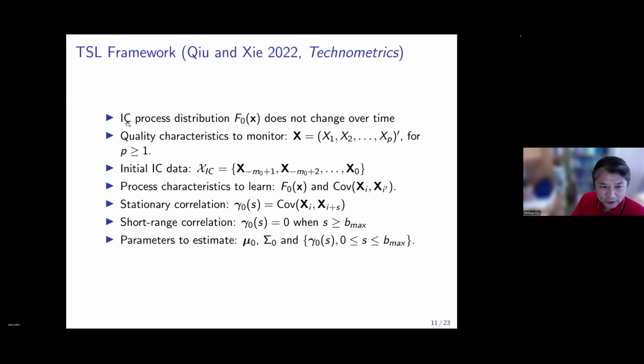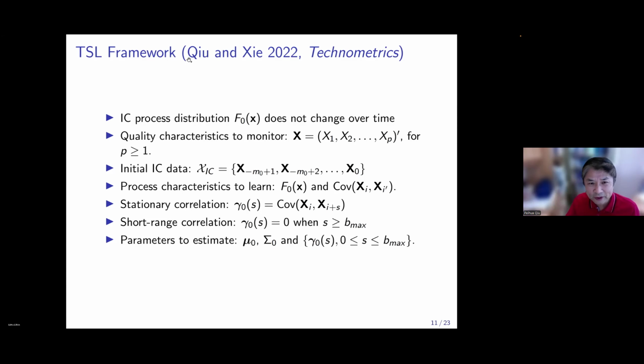So assume the in-control process distribution F0 does not change. In this specific paper, we are not handling a dynamic process. We are handling a regular process: the in-control distribution does not change over time. These are p-dimensional quality variables. And then we have initial in-control data, where M0 is the sample size. The process characteristics to learn from the in-control data are, one, the in-control distribution, and another, the correlation among observations at different time points. Those are the things we want to learn from the in-control data, okay?